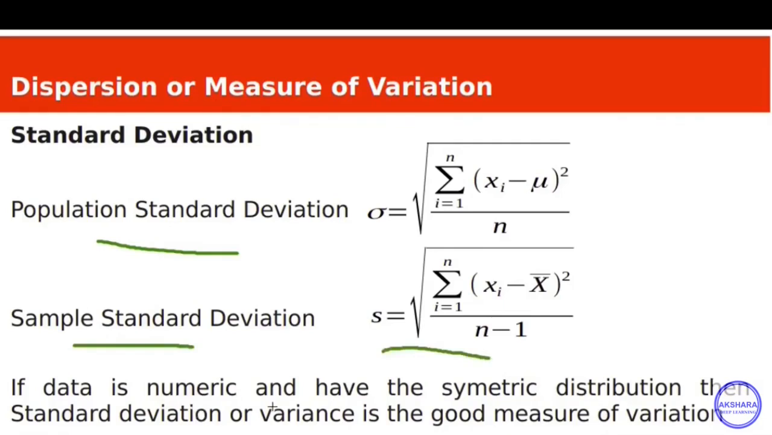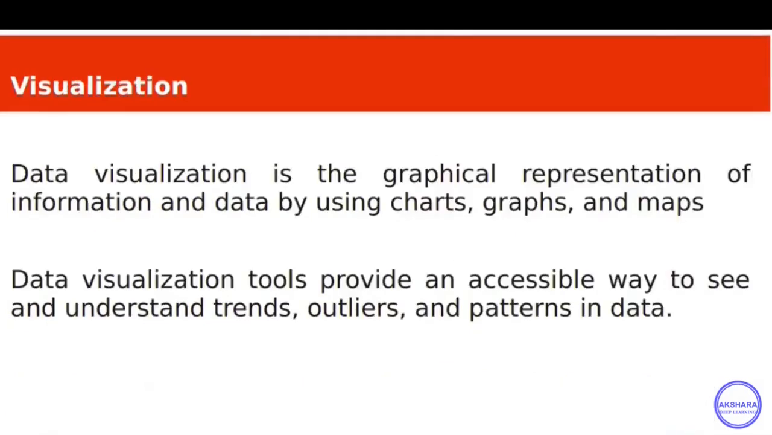If data is numeric and has a symmetric distribution, then the standard deviation or variance is a good measure of variation. Data visualization goes further, taking the data and creating a visual that instantly communicates a story. Examples are pie charts, line graphs, scatter plots, box plots, bar charts, and histograms. Through data visualization, it is easier to find patterns and identify how various data points relate to each other. We already covered this topic in our data mining lab, so I am not going to discuss it now.